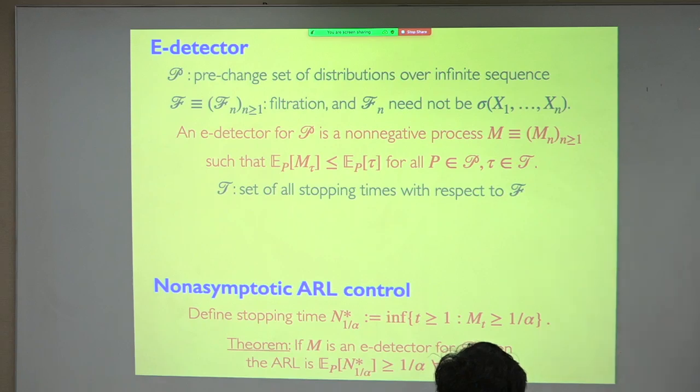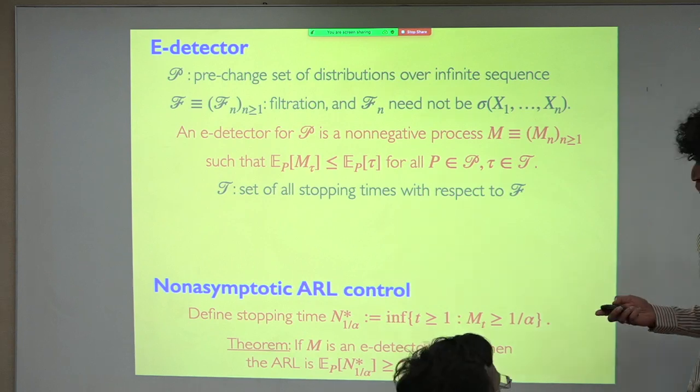So if M is an e-detector for script P, then the ARL of this stopping time, the expected value of the stopping time under any null, meaning any pre-change distribution, if the data is coming from any pre-change distribution, the expected value of my stopping time is at least 1 over alpha. That's what it means to control the average run length. When there's no change, you should stop at least every 1 over alpha steps. Okay, so you get this non-asymptotically and cleanly as long as you can define an e-detector. Any e-detector satisfies this constraint.